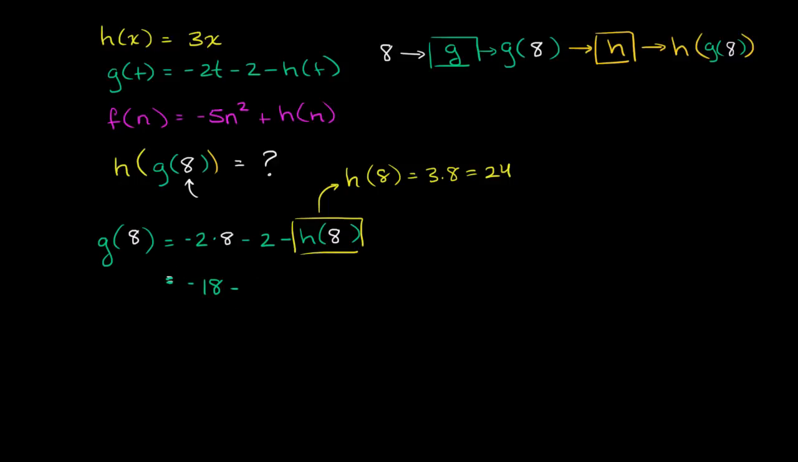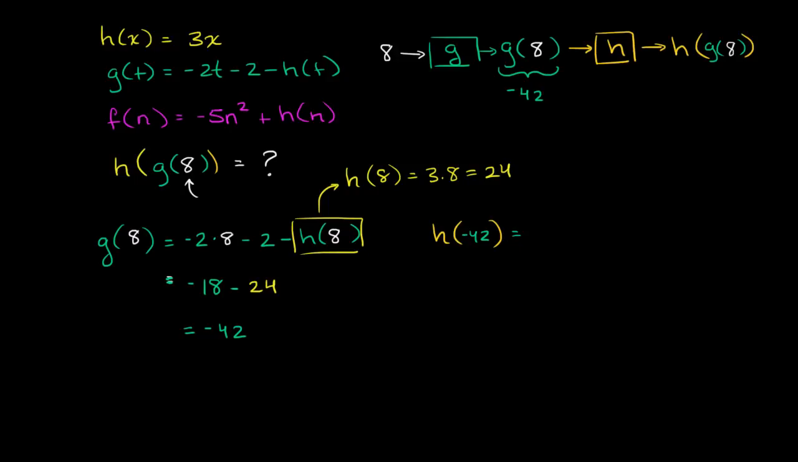We are subtracting it, so we have minus 24. Negative 18 minus 24 is what? That's negative 42. Did I do that right? Yeah, negative 42. So we figured out what g of 8 is. It is negative 42. And now we can input negative 42 into h. So h of negative 42. Remember, negative 42 is the same thing as g of 8. So h of g of 8 is the same thing as h of negative 42.